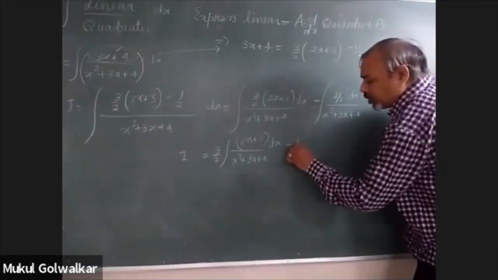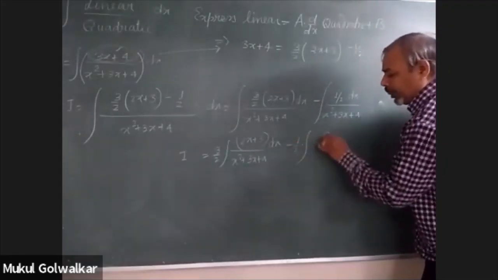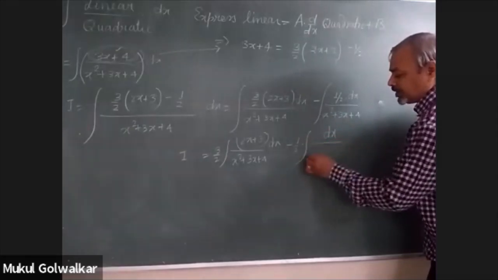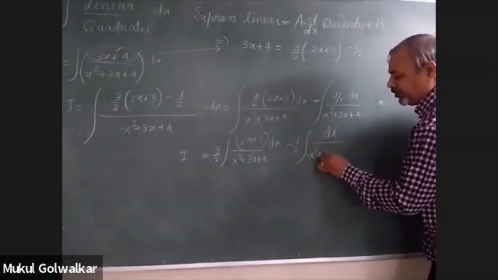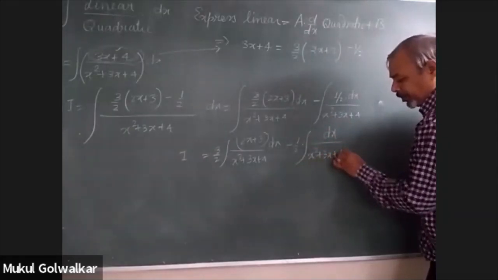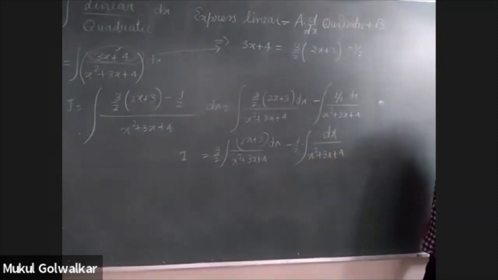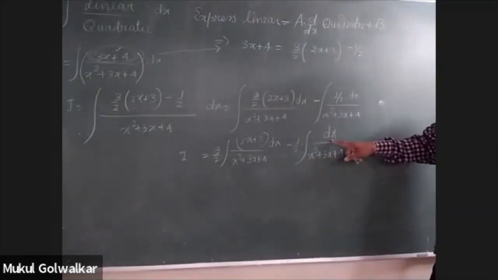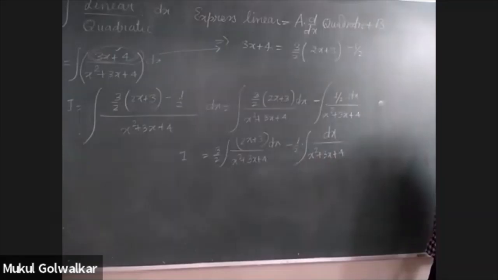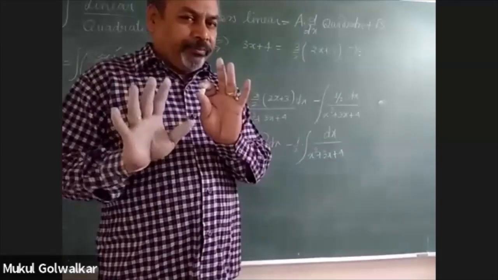Okay? Yes, sir. And when I write it minus this 1 by 2, a constant quantity, I am writing it outside. See in what manner the second integral has been converted. Identify the type of question now. dx upon quadratic. Yes, sir. Now completing the square and then substitution. Understood? Yes, sir.